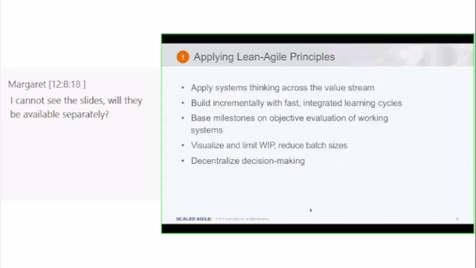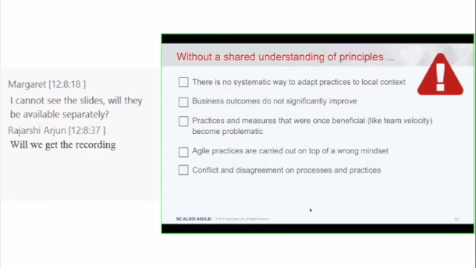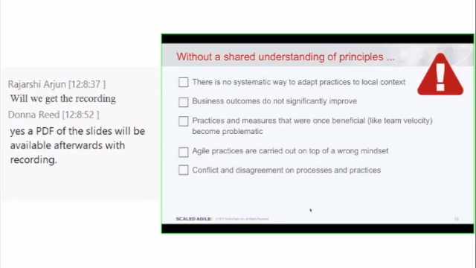By the way, I'm not going to read every bullet point, but this first one, I think we should go through a little slowly. What we're doing here is trying to make sure that we're not only understanding the principles but applying them. Organizations that are not applying these principles show these types of negative symptoms. For instance, look at the fourth one down: Agile practices are carried out on top of a wrong mindset.